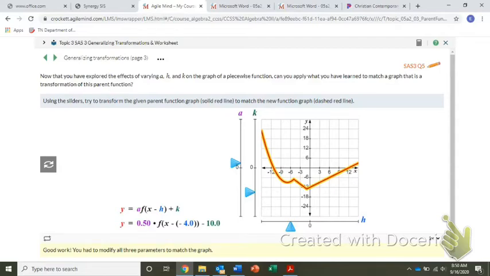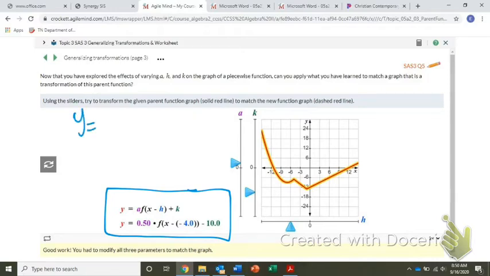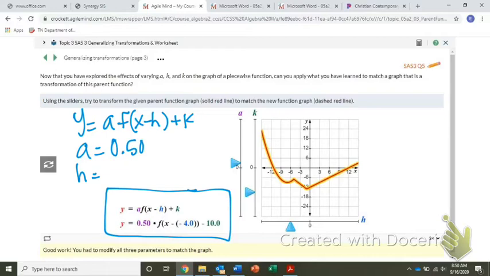So on number 5, here's what we need to be looking at. So what I want you to write is y equals a f of x minus h plus k. Match the colors. A is purple. A is 0.50. H, you'll notice, in blue is a -4. And K, in green, you'll notice, is a -10.